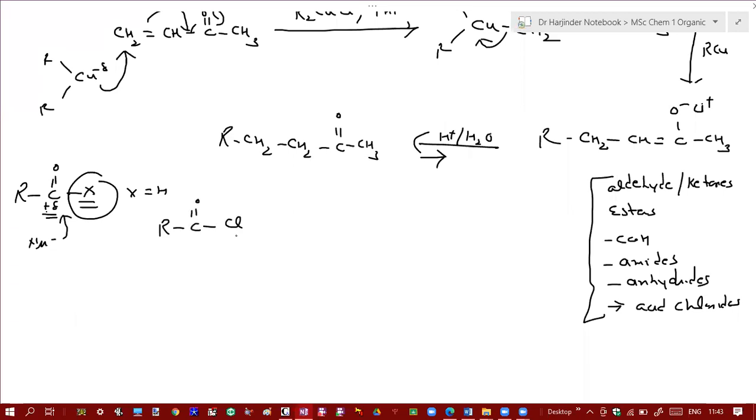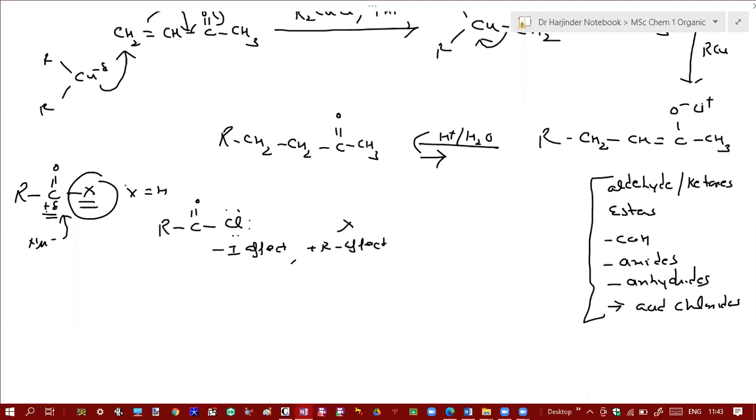Why are they most reactive? Because here you have only the minus I effect of chlorine, and there's no plus R effect of chlorine. Why is there no plus R effect? Even though this chlorine has a pair of electrons over it, there is a mismatch of orbitals.